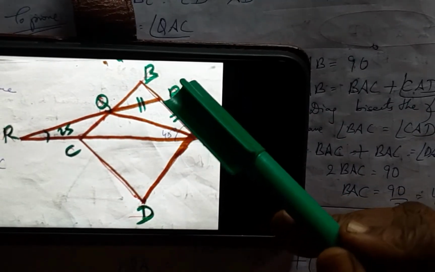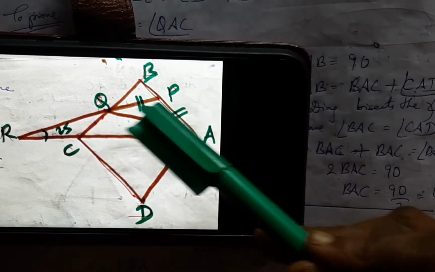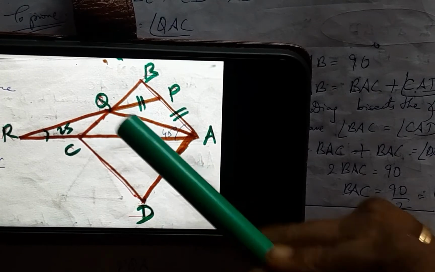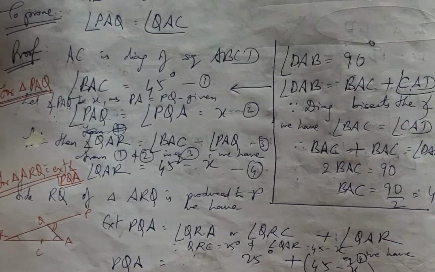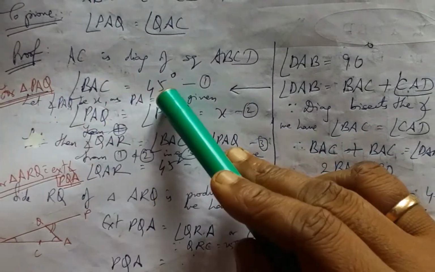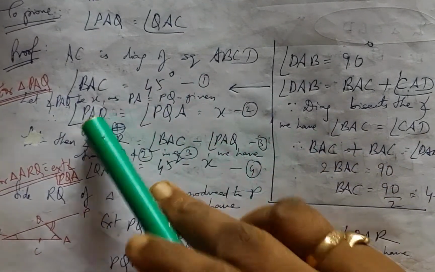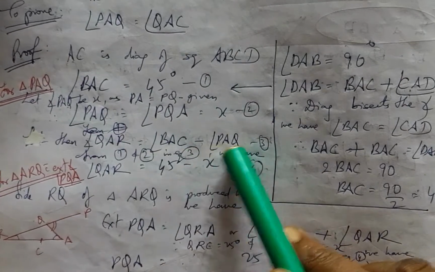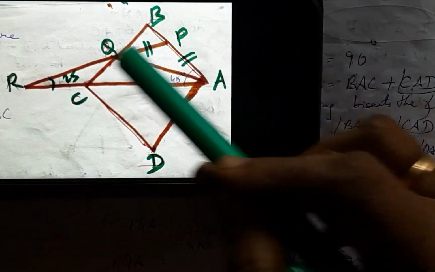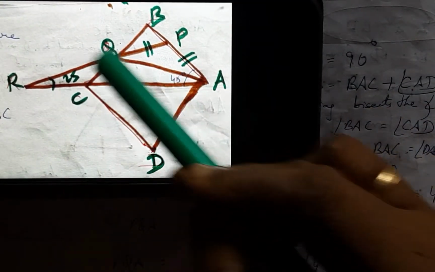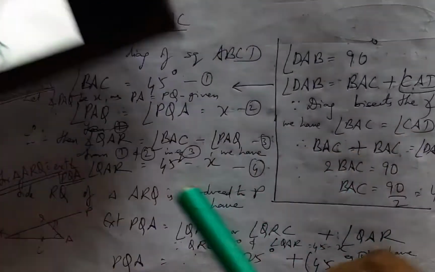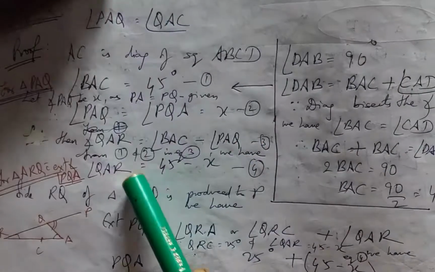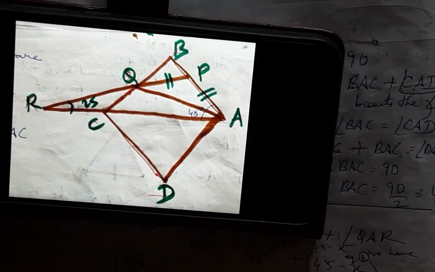Now it has been given that these two sides are equal. Therefore, the base angles will be obviously equal. Let that be X. Since BAC is 45 and we have taken PAQ as X, BAC minus PAQ will give us QAR. This angle can be obtained by subtracting this part from this part. So 45 minus X will be QAR.